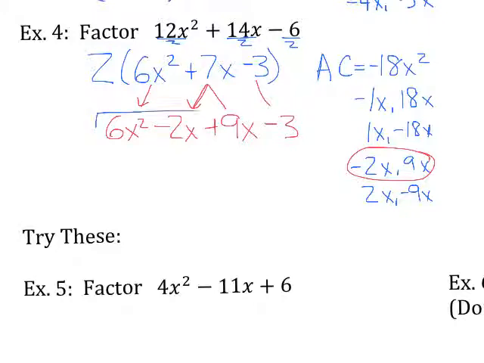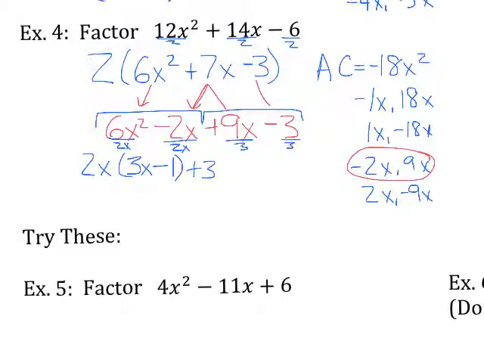So group the first 2 together. Looks like I can take out a 2 and an x. So 6x squared divided by 2x would be 3x. Negative 2x divided by 2x is just minus 1. And then out of my last 2 terms that I grouped together, I can bring out, looks like a 3. So plus 3, divide a 3 out of both of these. 9x divided by 3 is 3x. Negative 3 divided by 3 is minus 1. So again, I see my parentheses are the same. So I bring out this 3x minus 1, and then I'm left with 2x plus 3.